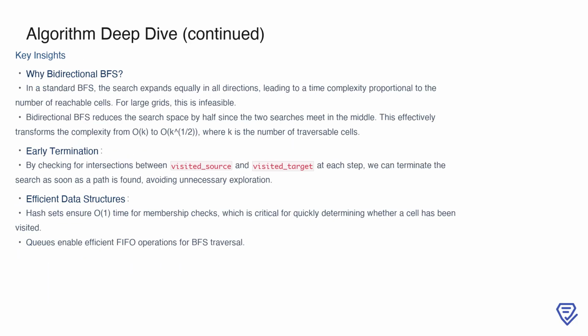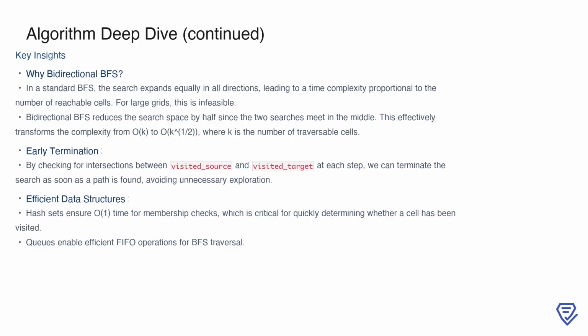Bidirectional BFS is particularly effective for large-scale problems like this because it drastically reduces the search space compared to a standard BFS. In a normal BFS, the search expands outward from the source, covering all reachable cells, which can be computationally prohibitive for a grid of this size. By contrast, bidirectional BFS splits the work in 2, with each search covering only half the distance before meeting in the middle. This reduces the time complexity from O(K) to approximately O(√K), where K is the number of traversable cells.